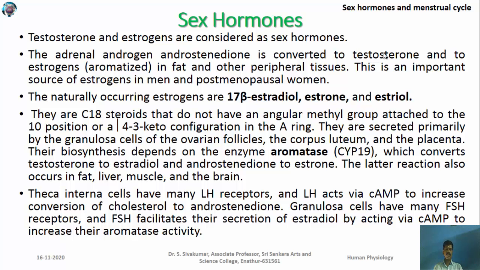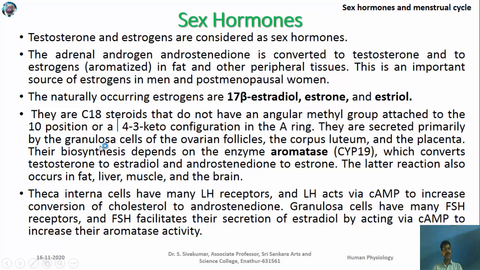The predominant and functional component of androgens is considered to be testosterone. When we talk about estrogen, we have three different hormones: 17-beta estradiol, estrone, and estriol. They come in the category of C18 steroids that do not have an angular methyl group attached to the 10th position, or have a keto configuration in the A ring.